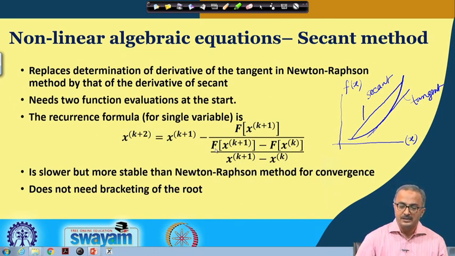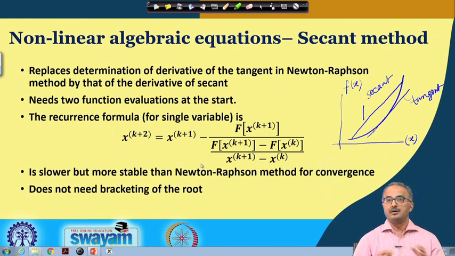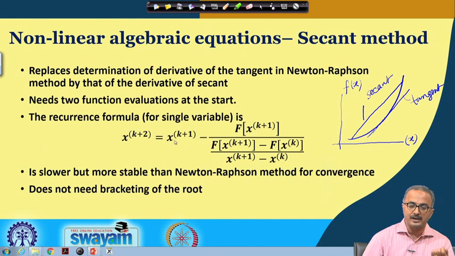Now again you see that f(xk plus 1) minus f(xk) divided by xk plus 1 minus xk gives us the derivative, or slope, of this particular secant. So we are using a similar kind of formula as the Newton-Raphson method, only replacing the f prime of xk by this particular formula, and the rest of the solution method is the same.